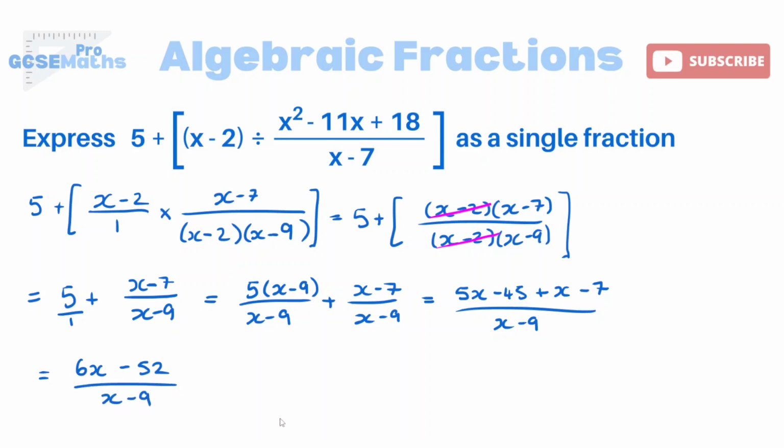I've collected the like terms, but can I simplify anything? Do they have any letters or numbers in common, all 4 of these terms? Actually, no, they don't. That's the most simplified answer I can get. I can't actually simplify that any further. So I've got it as a single fraction. Again, just deal with it step by step. In this case, if you want to go with BIDMAS, we've got the brackets first, so I dealt with divide first, then dealt with the 5 afterwards.